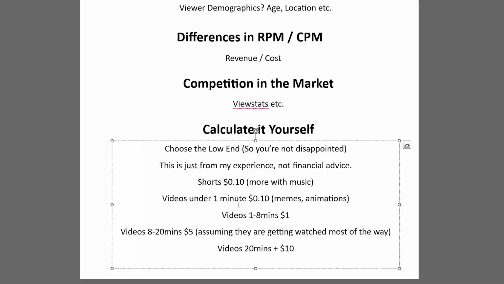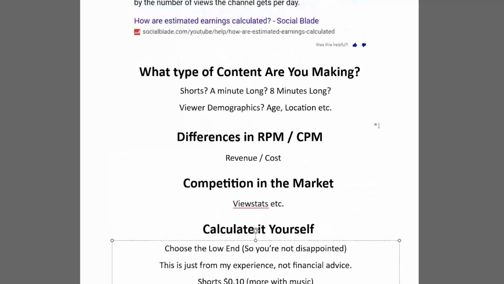And if the video is 20 minutes or longer, you're probably going to be getting a $10 RPM. If it's an hour, 2 hours, and they're getting watched a pretty hefty amount of time, you're going to get $20. You might even get the hallowed $40 RPM. But don't get your hopes up, okay? Stick with $10, and when you actually get monetized, you're maybe going to surprise yourself.